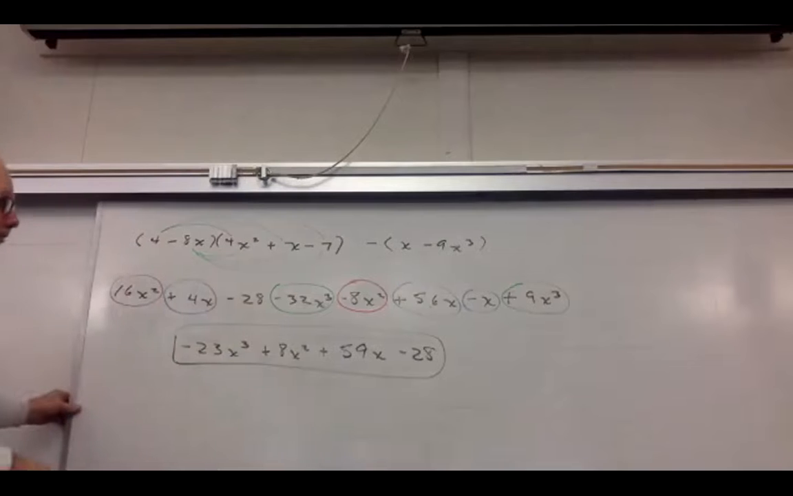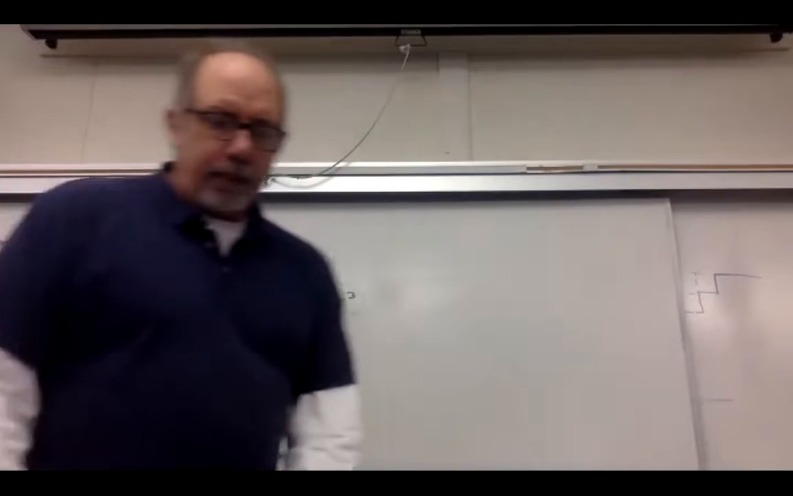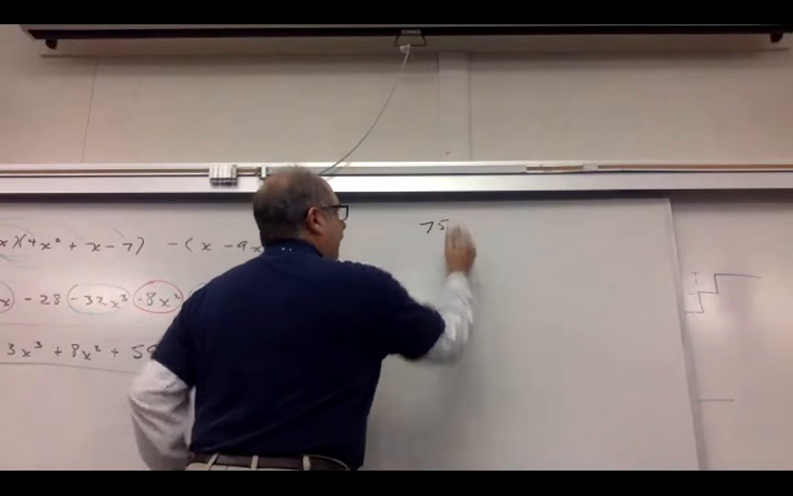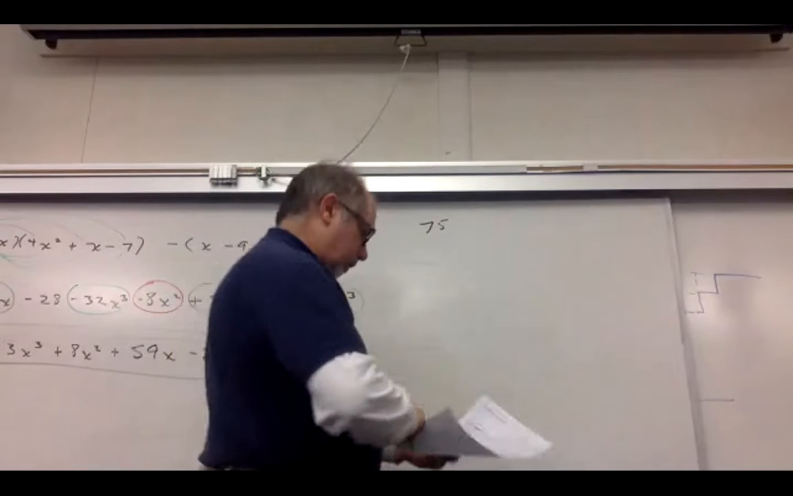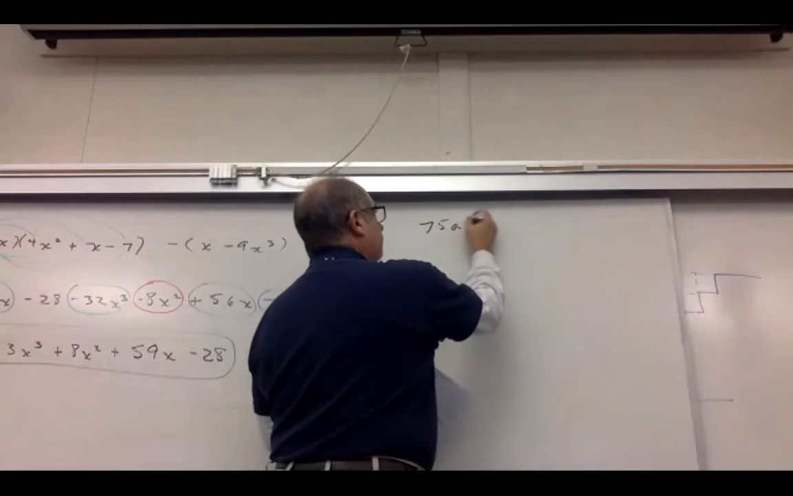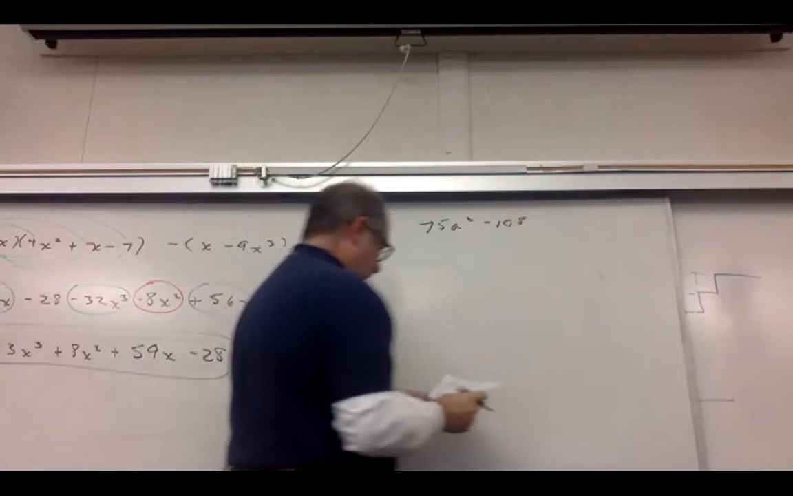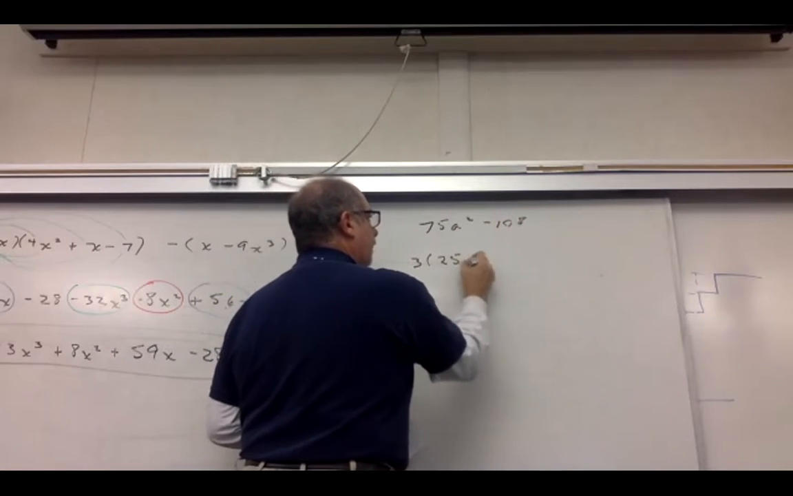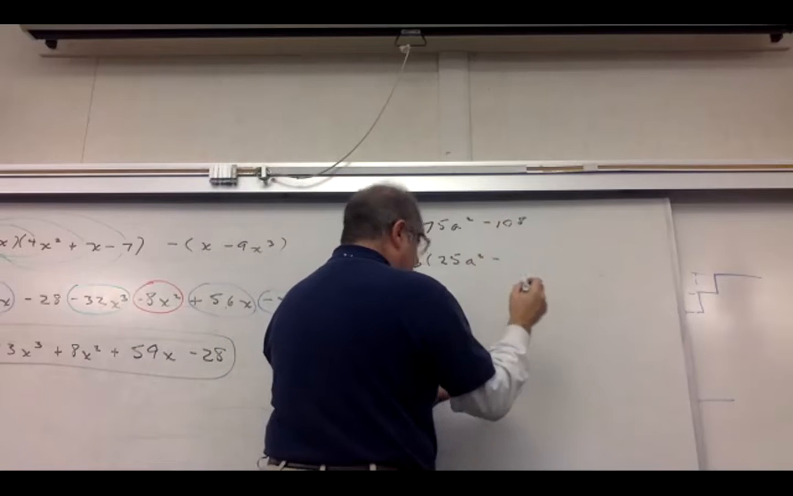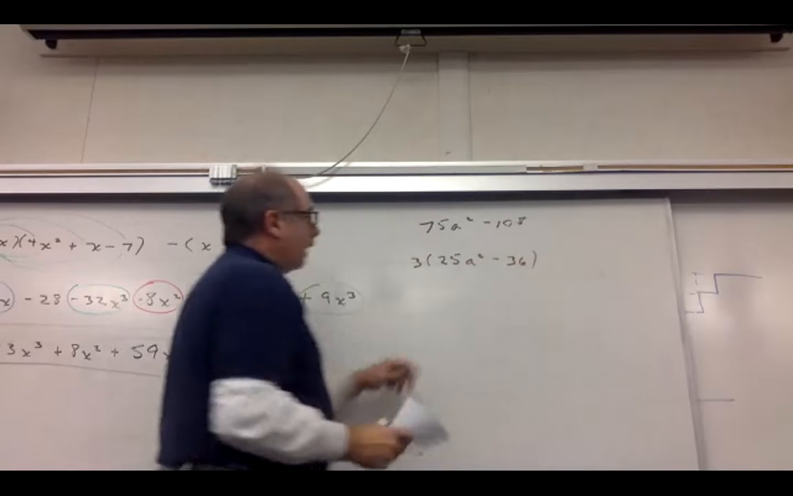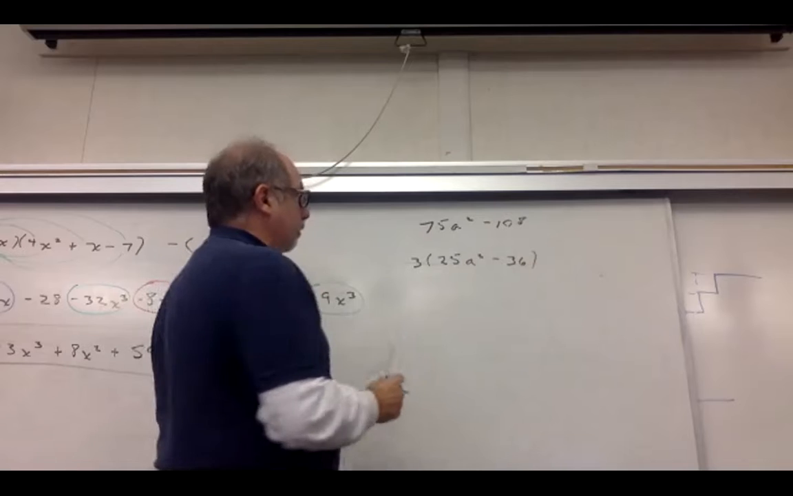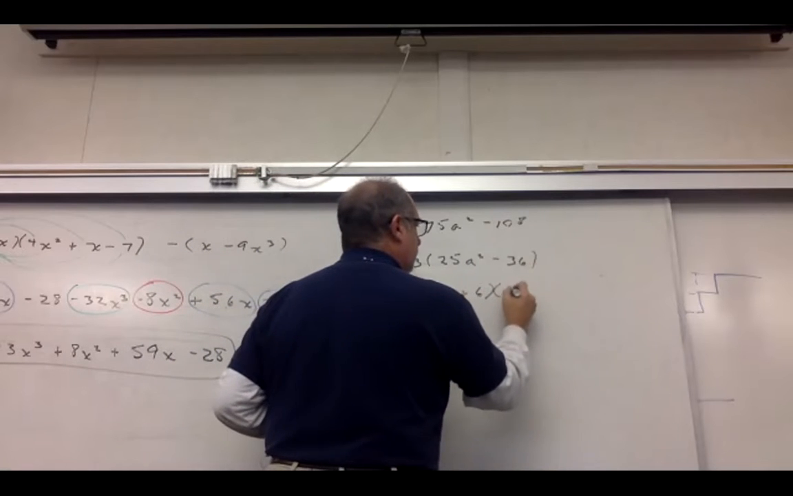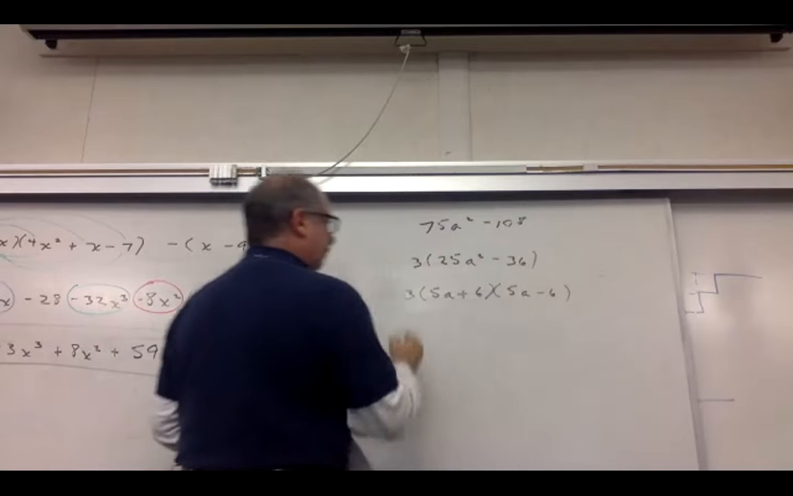Okay, next one. Stop me at any time if you have a question. Otherwise, I'm just going to keep on rolling. 75a squared minus 108. Okay, I'm going to factor a 3 out of this, and I can get 3 times 25a squared minus 36. And I notice that's the difference of two perfect squares. So I get 3 times (5a + 6)(5a - 6). There's my answer for that.